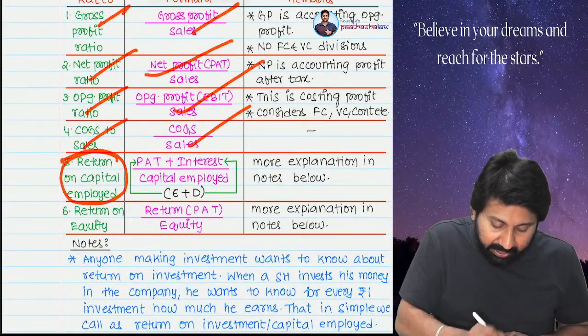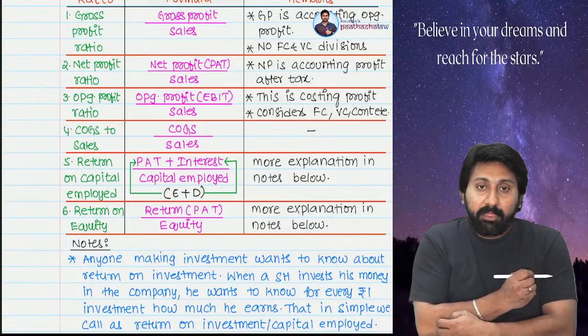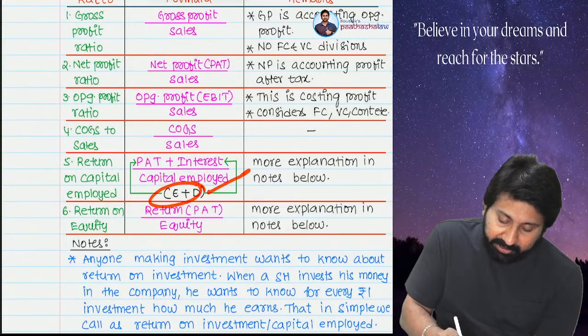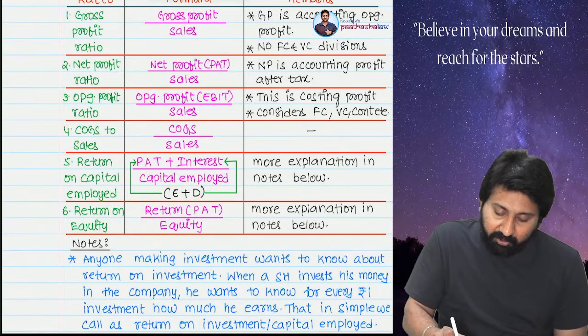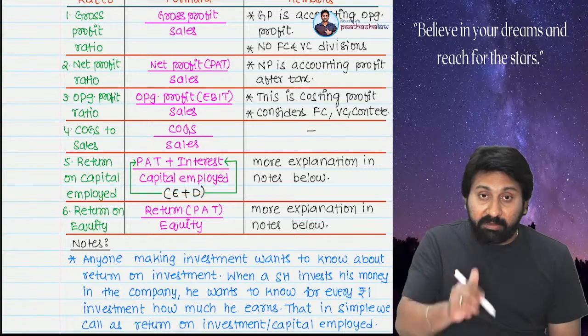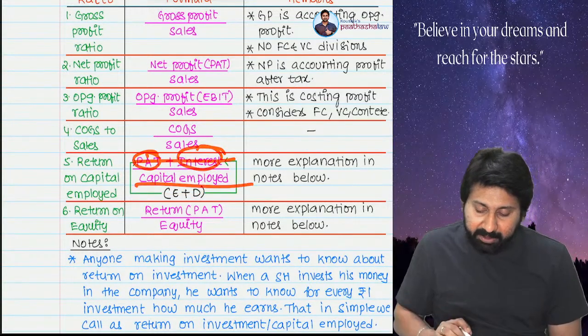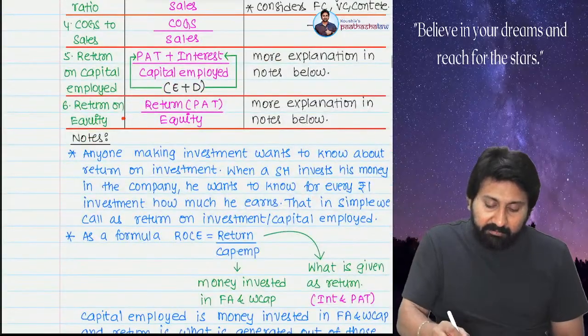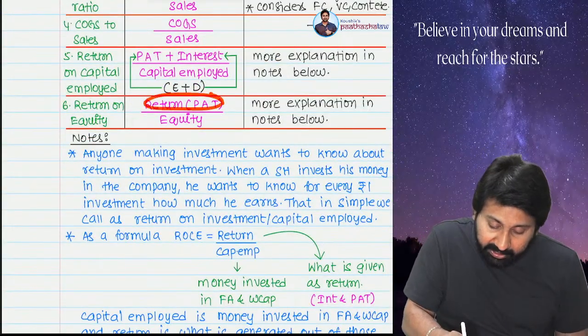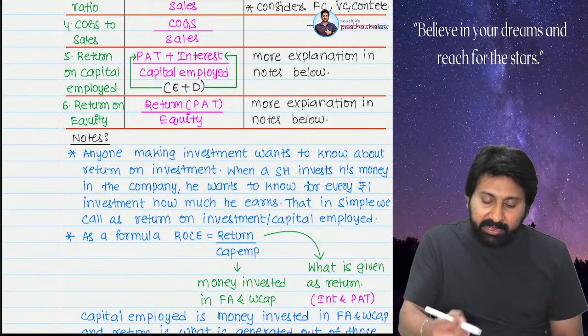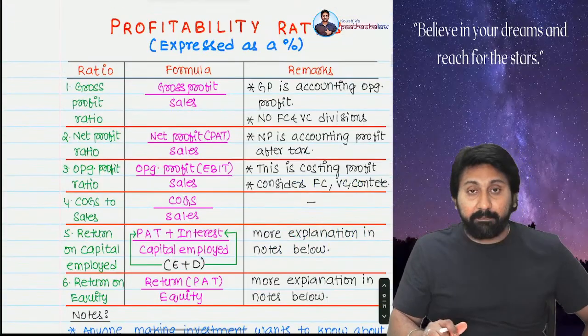Return on capital employed. Capital employed means equity and debt. Return for capital employed, equity and debt both will be there. Equity asks for PAT, debt asks for interest. Therefore, PAT plus interest by capital employed. Return on equity: return divided by equity means PAT divided by equity.